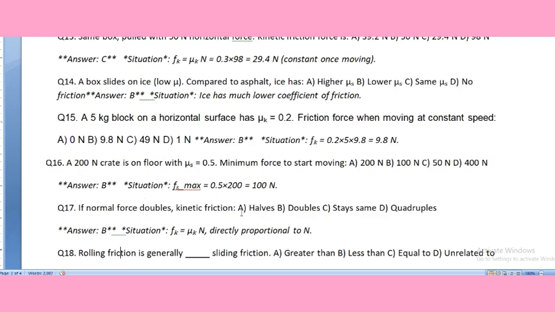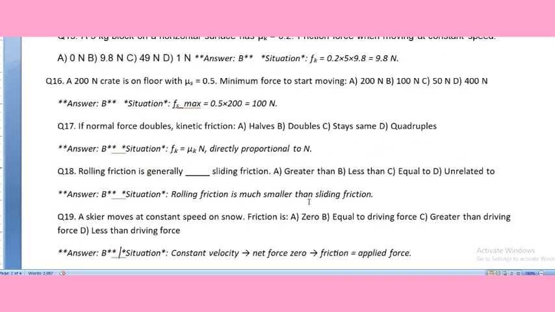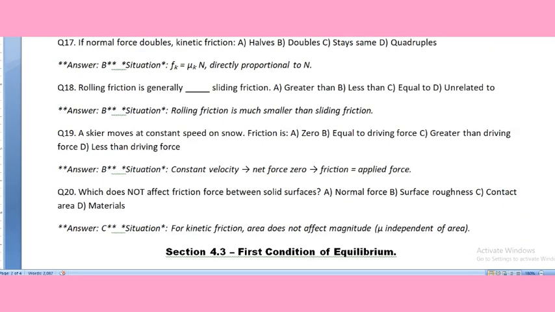The next question, question number 17. If the normal force doubles, the kinetic friction: choice A, halves; choice B, doubles; choice C, stays the same; choice D, quadruples. From the given, when comparing the normal force and kinetic friction, the force of kinetic friction is equal to the product of the coefficient of kinetic friction times the normal force. Due to this, it is directly proportional to the normal force. So the correct answer is B. B says that it doubles.